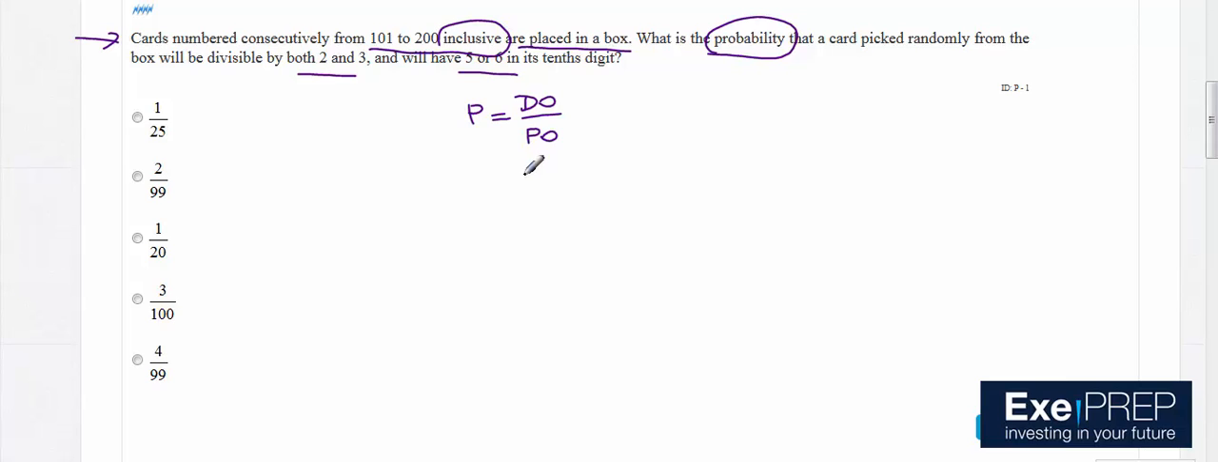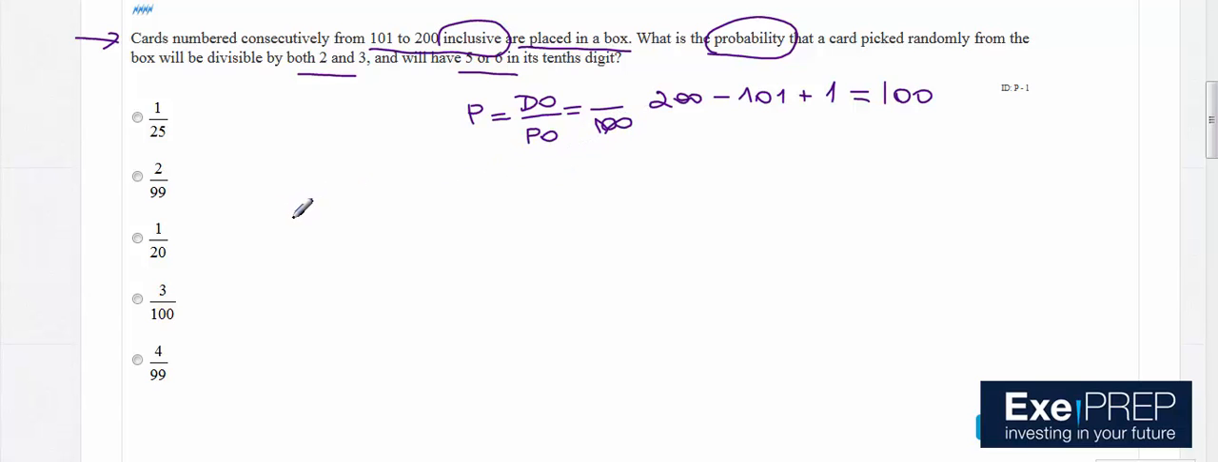We have numbers from 101 to 200 inclusive, okay? Now, let's count how many numbers we will have. It will be 200 minus 100. This will be the range, if you remember from theory, and we need to make it plus 1 to find the total number of integers from 101 to 200 inclusive, okay? So it will be 100. So, we found our PO, it's 100. Congratulations.